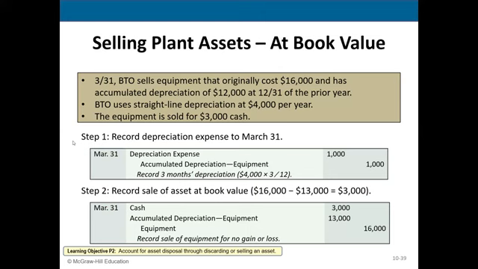Sometimes we sell the asset at book value. So here we have an example. A piece of machinery originally cost 16,000, has accumulated depreciation of 12,000. We use straight line depreciation, 4,000 per year on this piece of machinery. We sold it for $3,000 in cash.